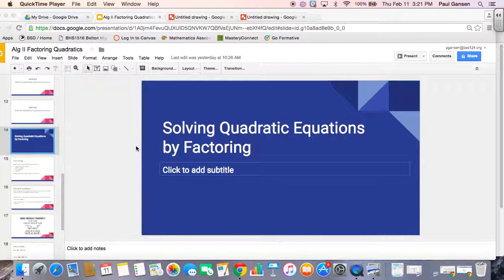Today we're going to be continuing our discussion about factoring equations, specifically quadratic equations. And today we're actually going to talk about how we solve quadratic equations. We're going to solve a quadratic equation using a factoring method.